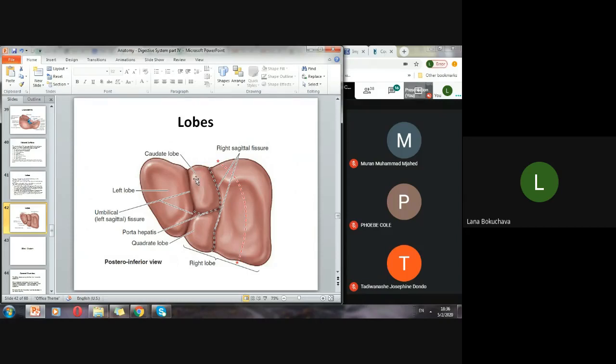Okay, so in the case of the caudate lobe, it is mainly localized on the visceral surface of the liver. This is important to remember. As a result, it is associated and attached to the part of the gallbladder with the help of the ligament, which we call the ligamentum teres.